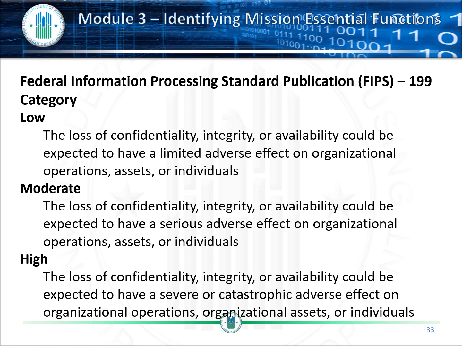2. The potential impact is moderate if the loss of confidentiality, integrity, or availability could be expected to have a serious adverse effect on organizational operations, organizational assets, or individuals. A serious adverse effect means that, for example, the loss might 1. Cause a significant degradation in mission capability to an extent and duration that the organization is able to perform its primary functions, but the effectiveness of the functions is significantly reduced.